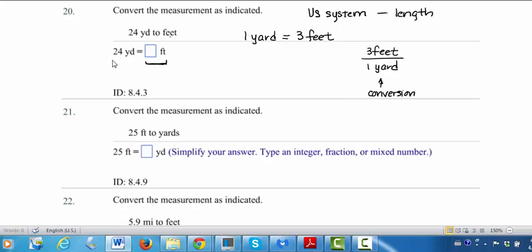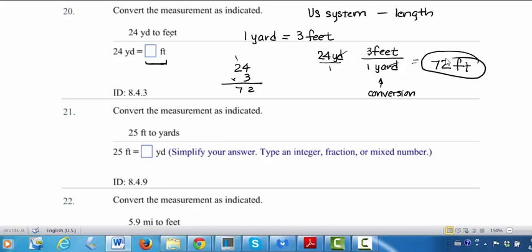And I'm going to take my original number, which was 24 yards. Right, so again, with dimensional analysis, my yards will cancel. And I simply have 24 times 3, which gives me 72. Okay, 24 times 3 gives me 72 feet. Right, so 24 yards has 72 feet.